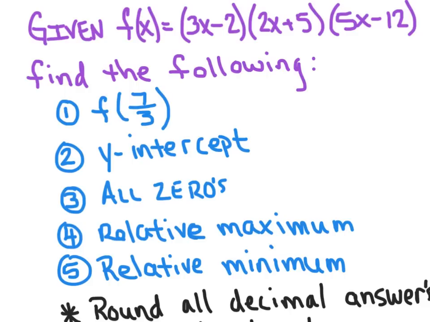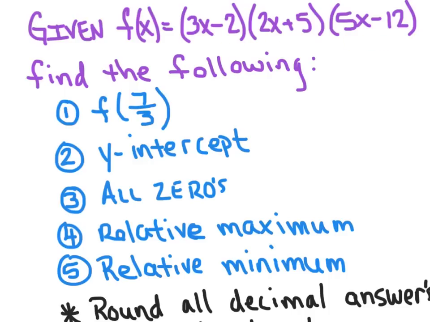Alright, buckle up. We're about to dive into our first live example here tonight, and we're working with this f of x function, quantity 3x minus 2 times the quantity 2x plus 5 times the quantity 5x minus 12. And of course you could FOIL all these rascals out, but we don't have to worry about that tonight. We're not going to do that.